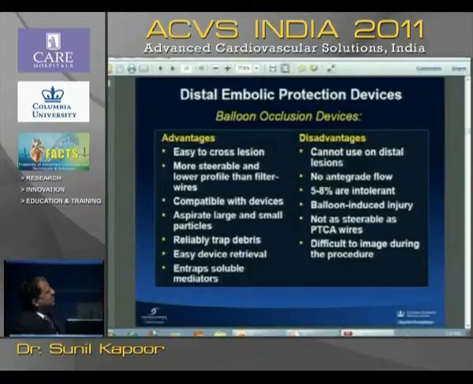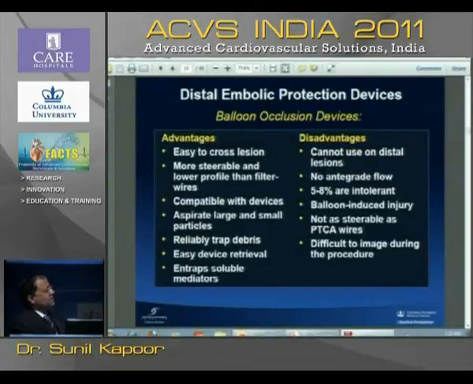What are the disadvantages? You cannot use it on distal lesions because you need significant space for the balloon to lodge. There is no antegrade flow during the procedure. Sometimes you may not be able to see the lesion as well. 5 to 8% are intolerant because when you occlude the balloon with a 15-20 minute inflation time, some patients may not tolerate that occlusion.